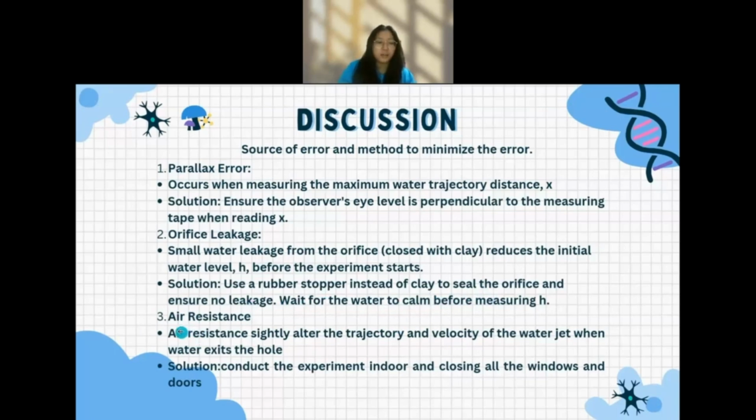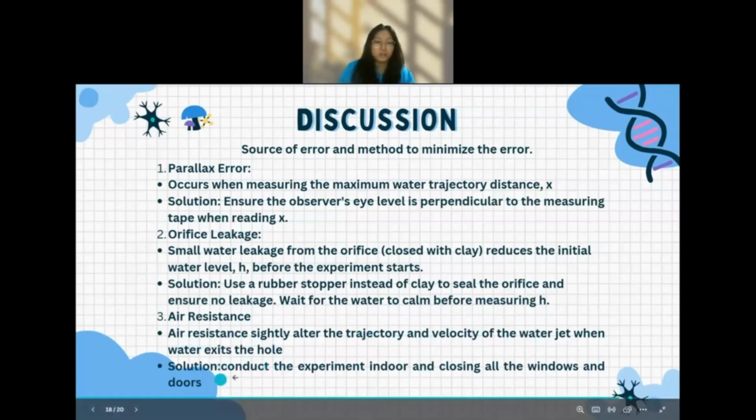And the third error is air resistance. The air resistance slightly alters the trajectory and velocity of the water jet when the water exits the hole. The solution is to conduct the experiment indoors and close all the windows and doors.